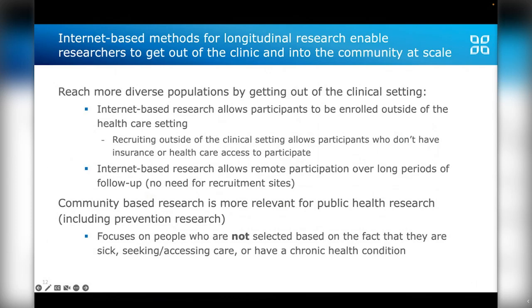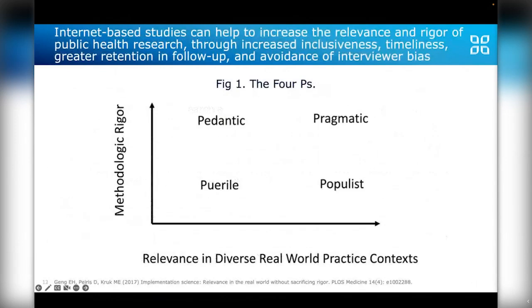And also, especially important for public health research, is that its focus tends to be often on prevention, which means that we need to include people who are not sick or not seeking care because of a particular health concern or a chronic condition. And in addition to facilitating larger scale studies, doing public health research over the internet can feel less intrusive to the participants and can facilitate research participation over longer periods of follow-up. Internet-based studies help public health research increase both relevance and rigor.